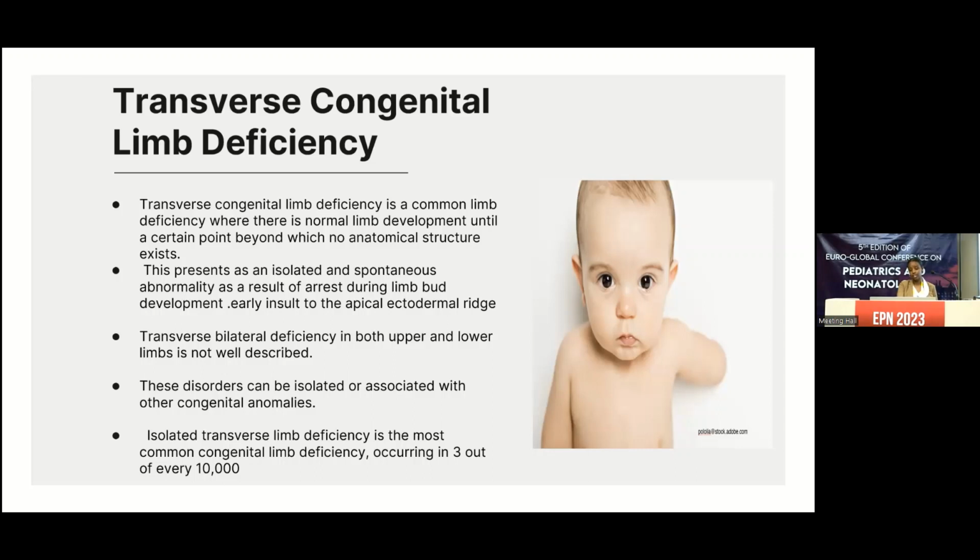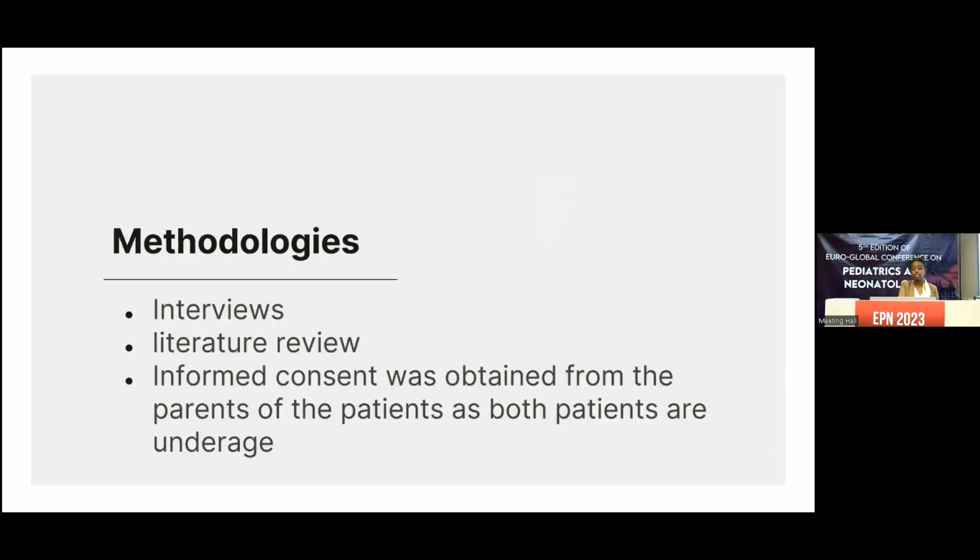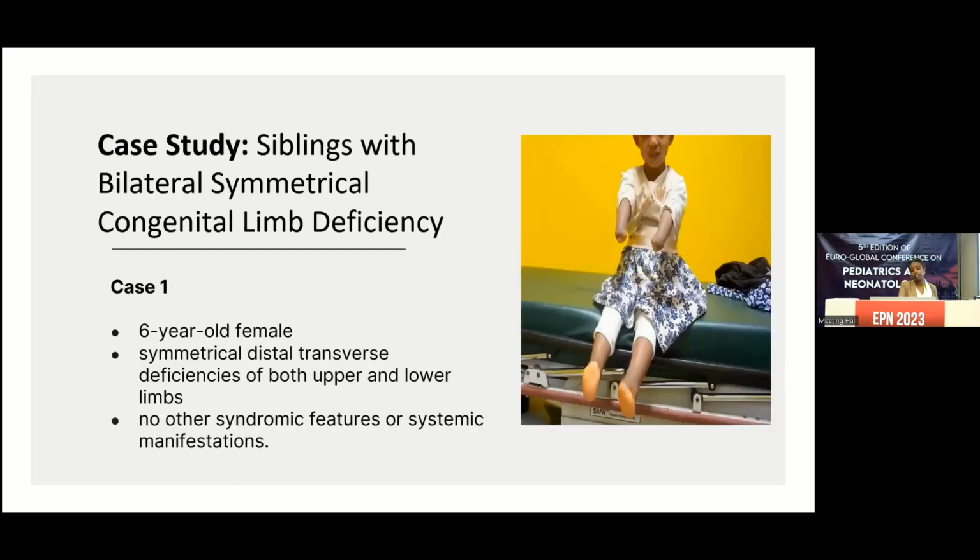To my knowledge, transverse bilateral deficiency in both upper and lower limbs is not well described in the literature. This disorder can be isolated or associated with other anomalies, and isolated transverse limb deficiency is the common type of limb deficiency, occurring in 3 out of 10,000 live births. These are the methodologies I used for my case study.